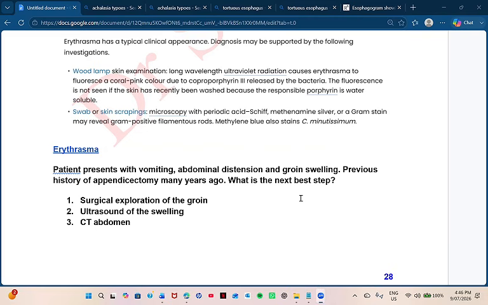But here the patient has a history of appendectomy many years ago. What is the next best step? In that case, the most priority should be the vomiting and abdominal distension, right? It is a bowel obstruction. We can think about this swelling later, because at the moment there are no features of local erythema or pain. It seems like adhesive obstruction due to the past appendectomy, right?